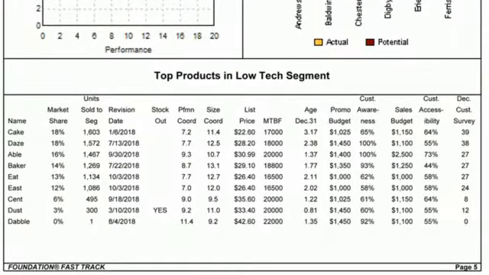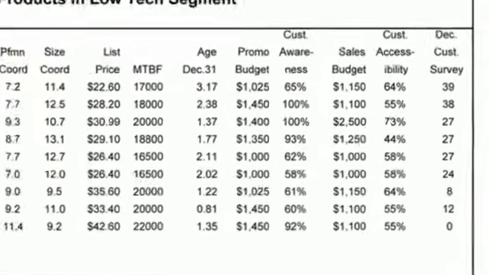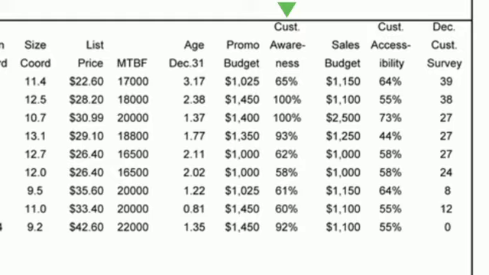The top products in segment area repeats some of the information from the production analysis. It also shows the marketing budgets and a percentage called awareness. Now, a product's awareness reflects the number of customers who know about the product. The accessibility percentage is found again in this section. Promo budgets affect awareness. Sales budgets affect accessibility.